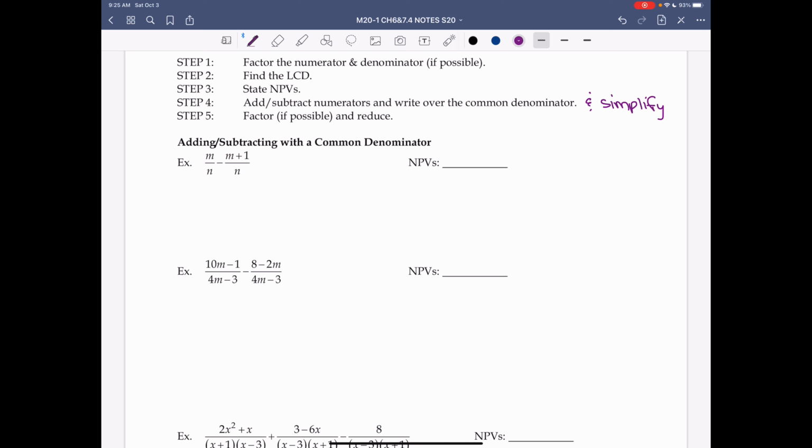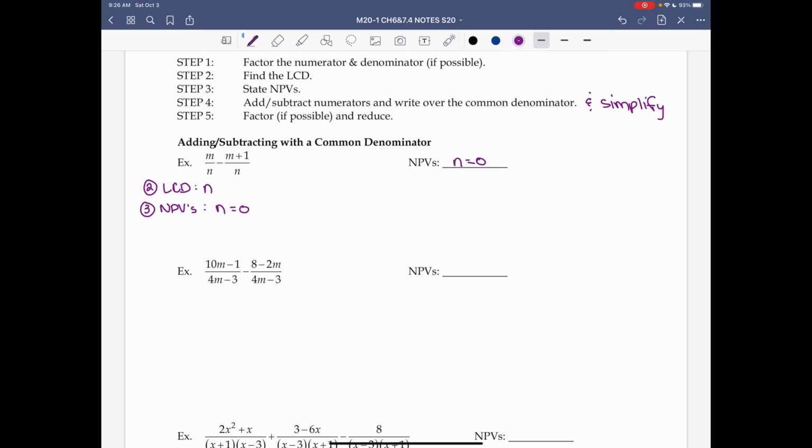Step 1, factor numerator and denominator if possible. There's no factoring to be done here. Step 2, find the lowest common denominator. Lowest common denominator is n. They both have n. Step 3, state the NPVs. We have n as a denominator, so n equals 0 is a non-permissible value.